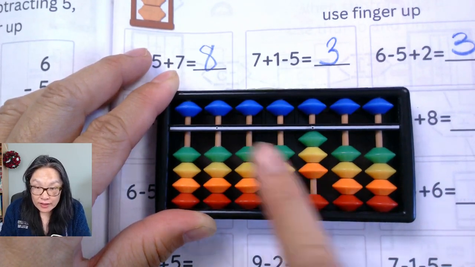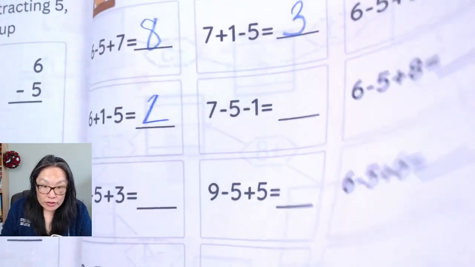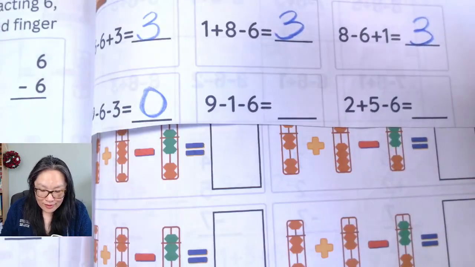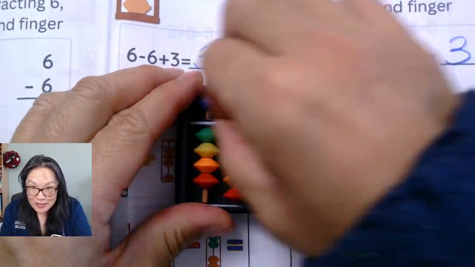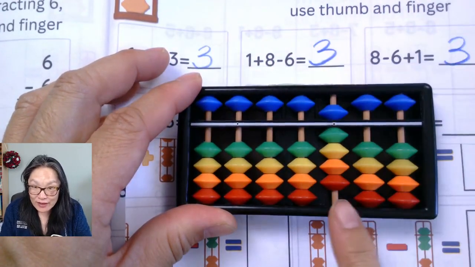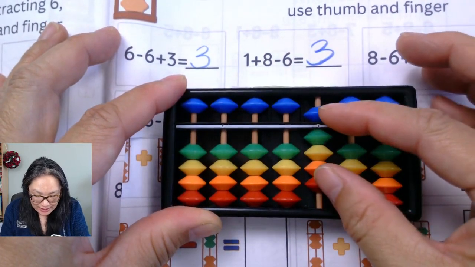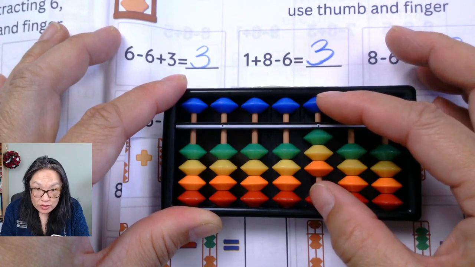So we have 3. Our final answer is 3. What are we doing? Well, what we're going to do is we're going to continue on, right? We have 1, and then we're going to add the 8. When we add the 8, we have 9. And then what we need to do is we need to minus the 6. When we minus the 6, again, we are taking away from the horizontal bar.